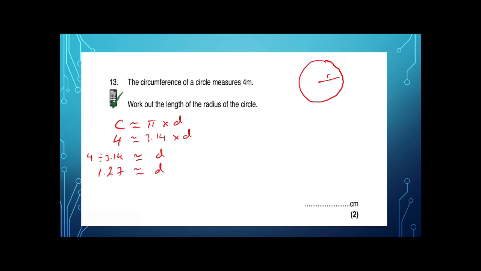We've not been asked to find the diameter. We've been asked to find the radius. So the diameter is 2 radiuses. So 1 radius is the diameter divided by 2. So we divide 1.27 by 2, and that gives us 0.6369 as the value for r, and if we were to round that to 2 decimal places, that would be 0.64 meters, and that would in fact be 64 centimeters in this case.